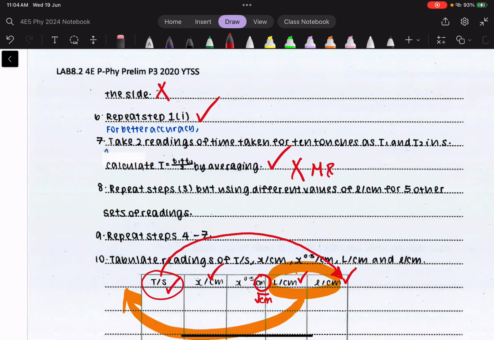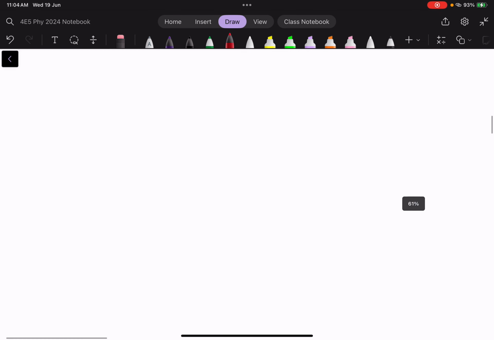Where is the measure and record step for your dependent variable T? Missing, right? Then you should have the tabulation step here. You tabulate, then you repeat. If not, you repeat, then you tabulate, only 1 reading in your table, right? So your tabulation step should be in front. Then after that you repeat with different value for 5 other readings. Then repeat. So that's all for the design.